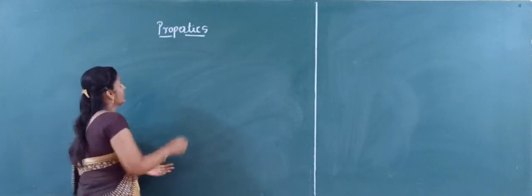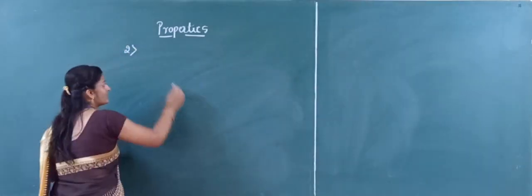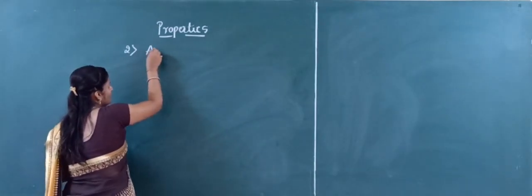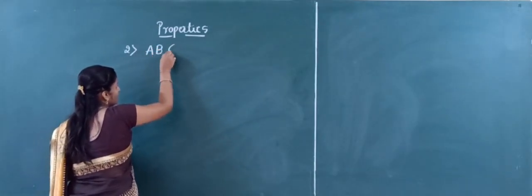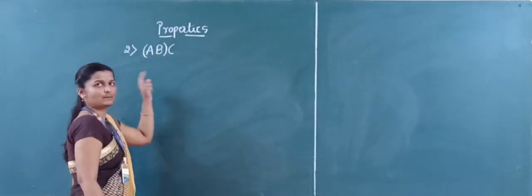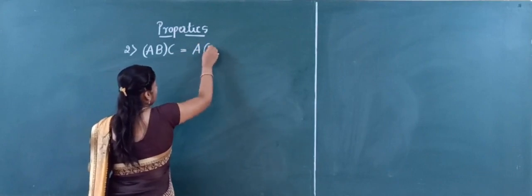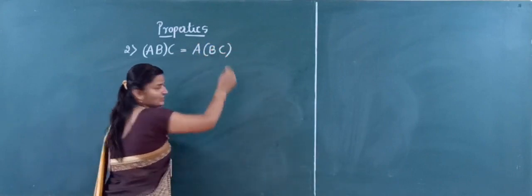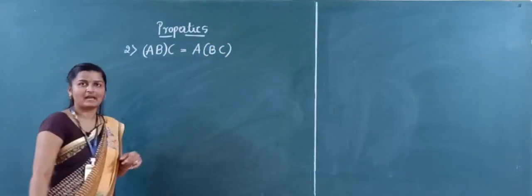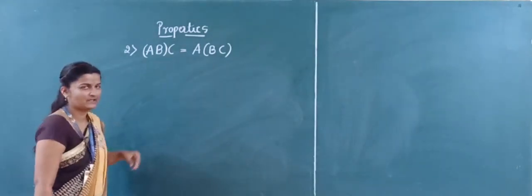So, second property is associative law. What do you mean by associative law? If there are three matrices and I multiply AB first, then I have to multiply C, this answer is always equal to A into BC. If A, B, C are matrices, then the associative law holds good for matrix multiplication.